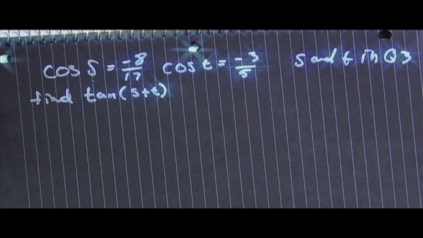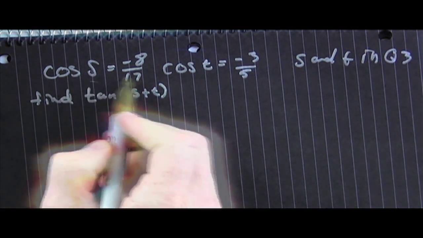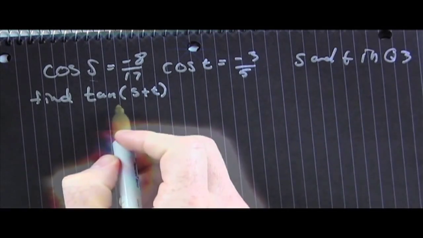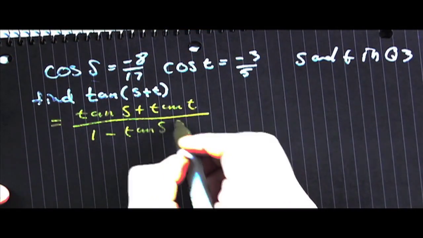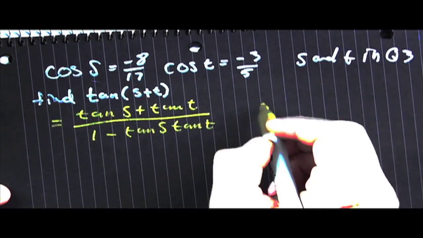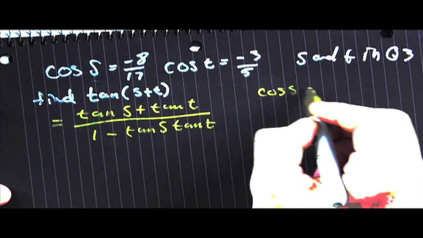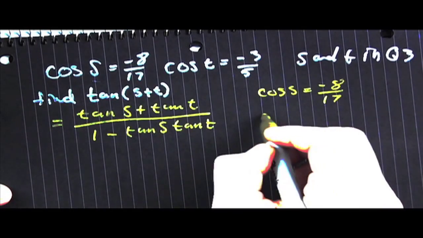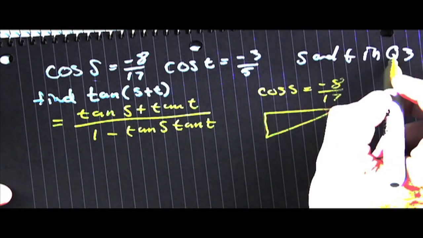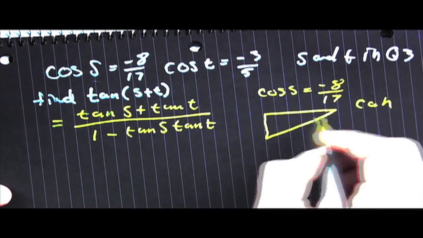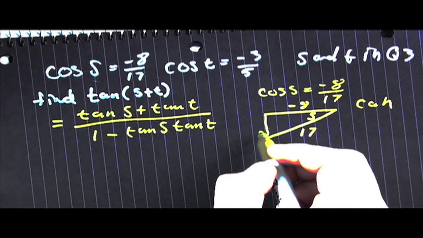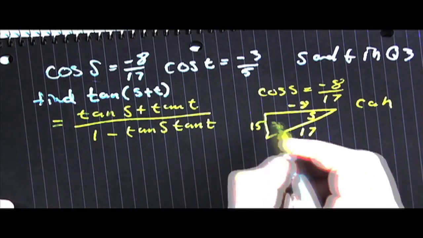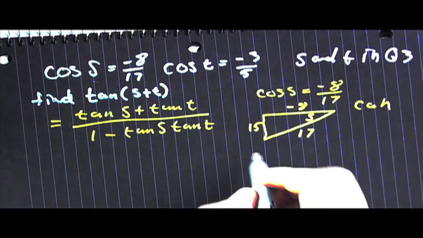Don't get cocky. We're trying to find the tangent of s plus t. They give us some information. The tangent of s plus t is the tangent of s plus the tangent of t divided by 1 minus the tangent s tangent t. Now we are going to construct our triangles with our given information. Triangle S comes from the cosine of S is minus 8/17. The cosine is adjacent over the hypotenuse, so that's a minus 8. That's a 17, and we use the Pythagorean theorem to complete that triangle. That should be a minus 15 because S and T are both in Q3.